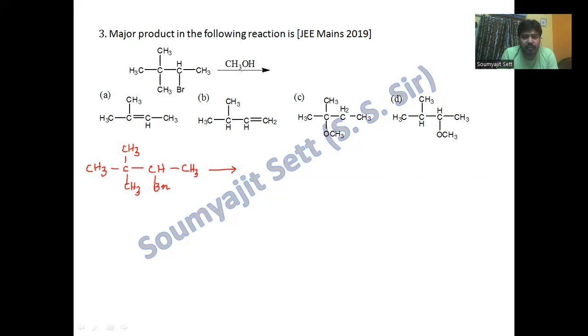Since this reaction proceeds in methyl alcohol, that is nothing but a solvolysis reaction, and solvolysis reactions go via the SN1 pathway. And in the SN1 pathway, a carbocation will be formed. So at first, the C-Br bond will be broken. So what will we get? We will get CH3.